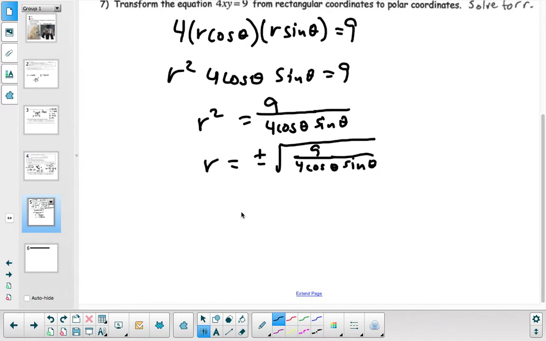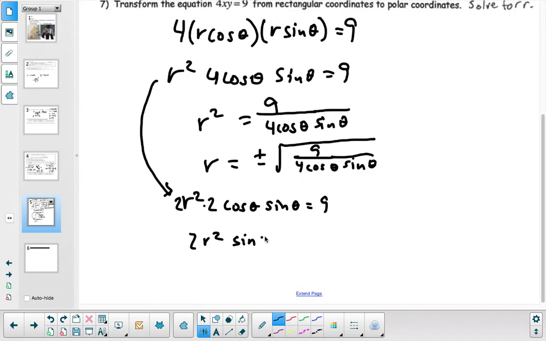Before I did that, so parallel solve over here. r squared, this is the same thing as 2 times 2 cosine sine, which feels a little weird, but our double angle formula for sine is 2 cosine sine. So I'm going to change that into sine of 2 theta, which just makes it look simpler. That's the only reason that this is being done this way.